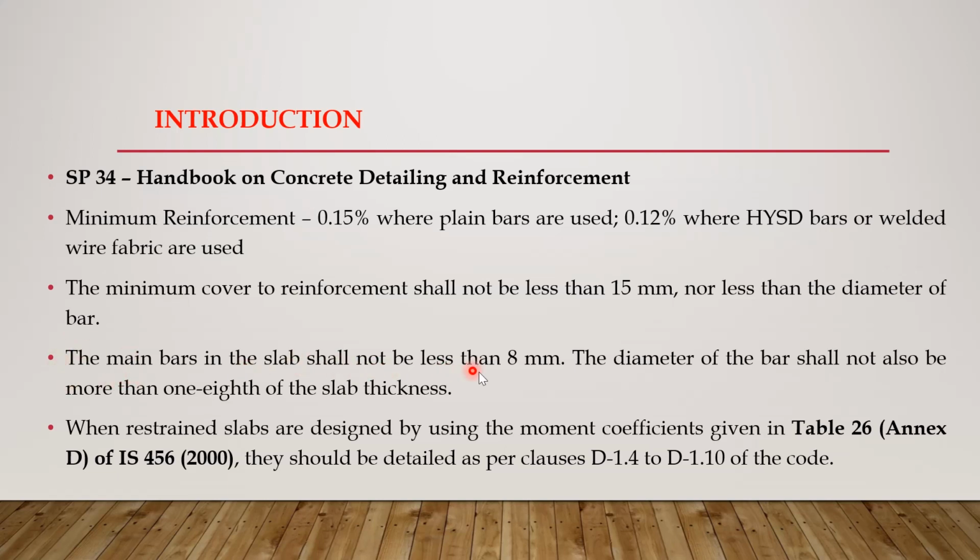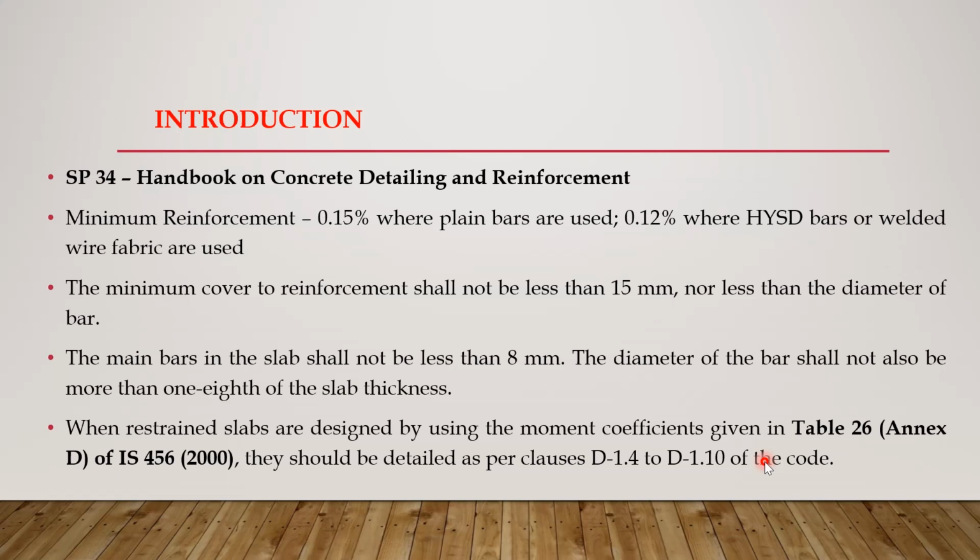The main bars in the slab shall not be less than 8 mm, and the diameter of the bar shall also not be more than 1/8 of the slab thickness. That means when you divide the thickness of the slab by 8 and get a value, the diameter of the bar should not be greater than that value. And finally, when restrained slabs are designed by using the moment coefficients given in Table 26 of Annex D of IS 456 code, they should be detailed as per clauses D-1.4 to D-1.10 of the code.